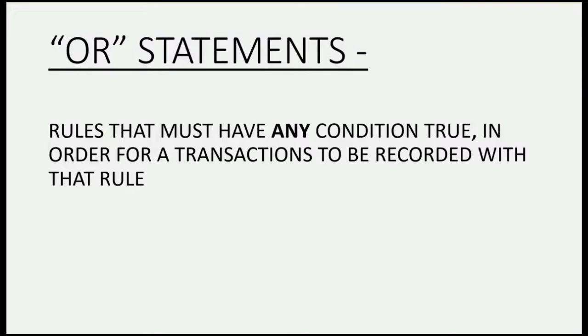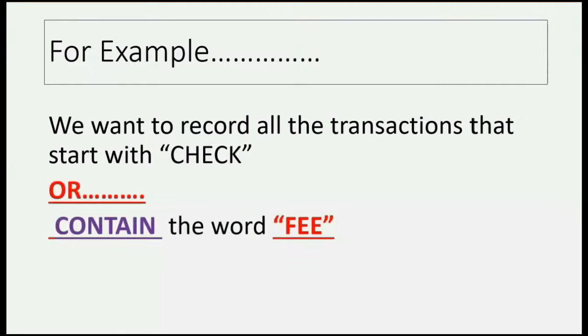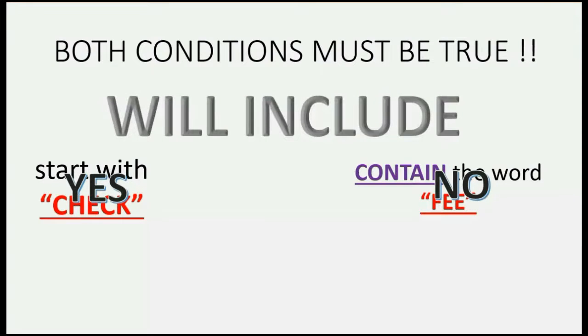Now let's try an example with an OR statement. An OR statement is a rule that must have any condition true in order for a transaction to be recorded with that rule. For example, let's imagine we want to record all the transactions that start with the word check or contain the word fee. Now, what does that mean? It means that if it only starts with the word check but does not contain the word fee, it will still be included when it's recording all the transactions in that rule.